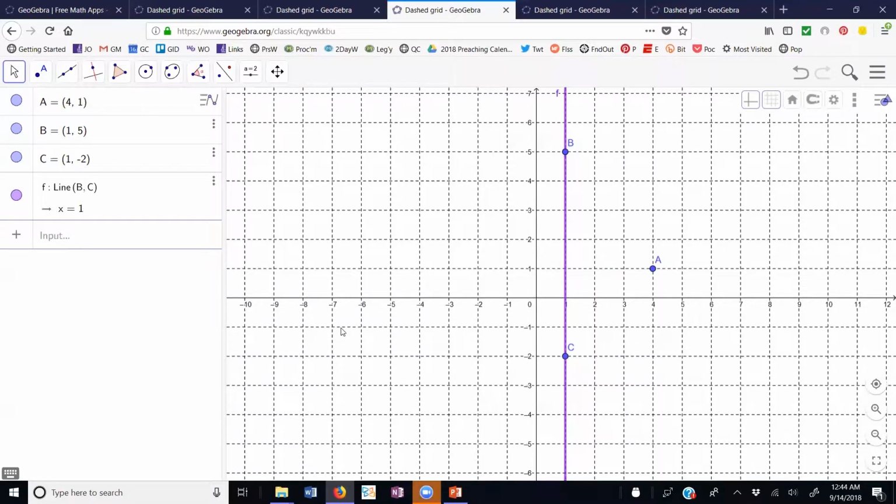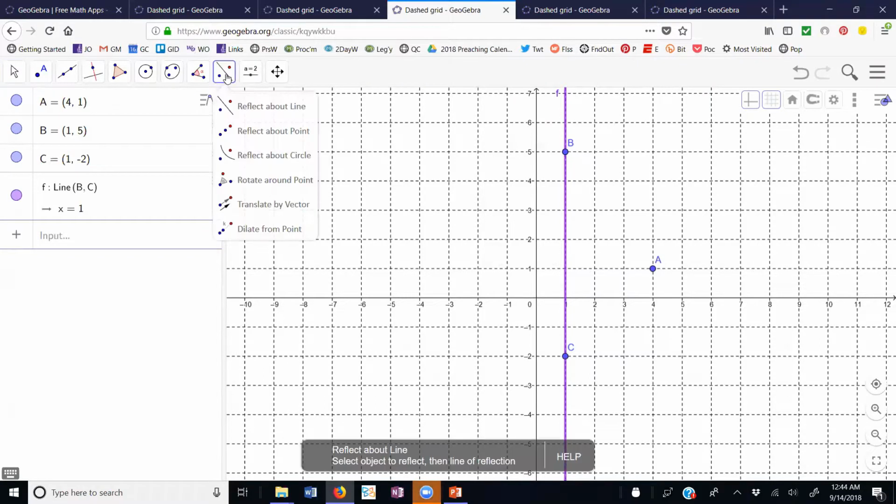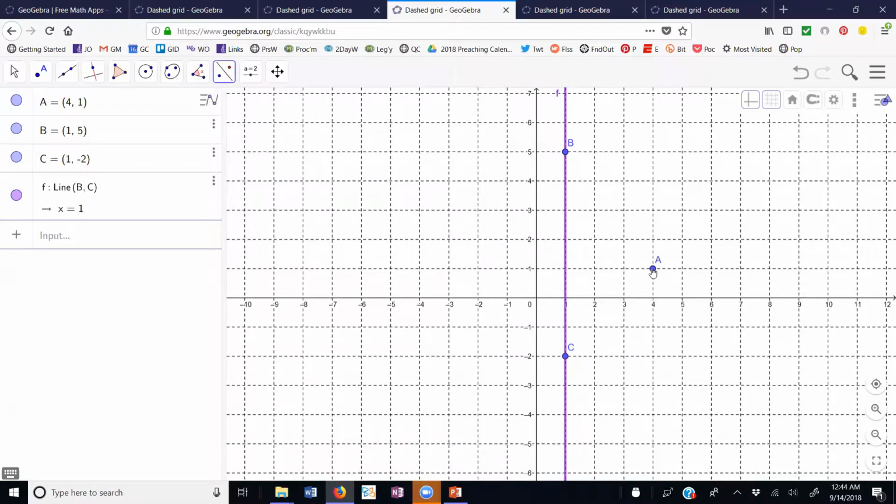Okay, now we're ready to do reflection. I have point A, and I'm going to be reflecting across this purple line. And so let's go ahead and do that. The key here is that you go from your point A perpendicular to the line, in this case, 3 steps, and then you continue in the same direction 3 more.